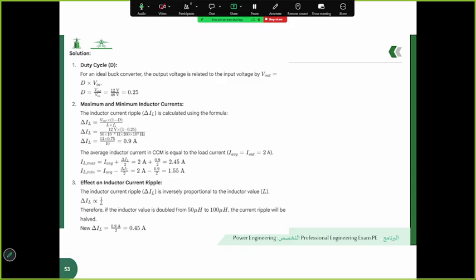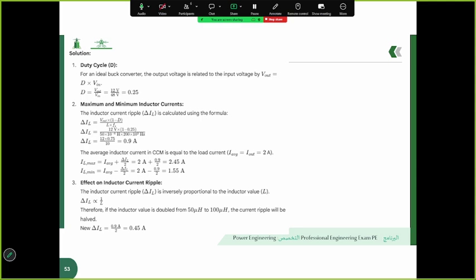First, we determine the duty cycle D of the ideal buck converter operating in continuous conduction mode using the relationship Vout is equal to D times Vin. The duty cycle can be found to be 25%, meaning that the switch is on for 25% of each switching period.